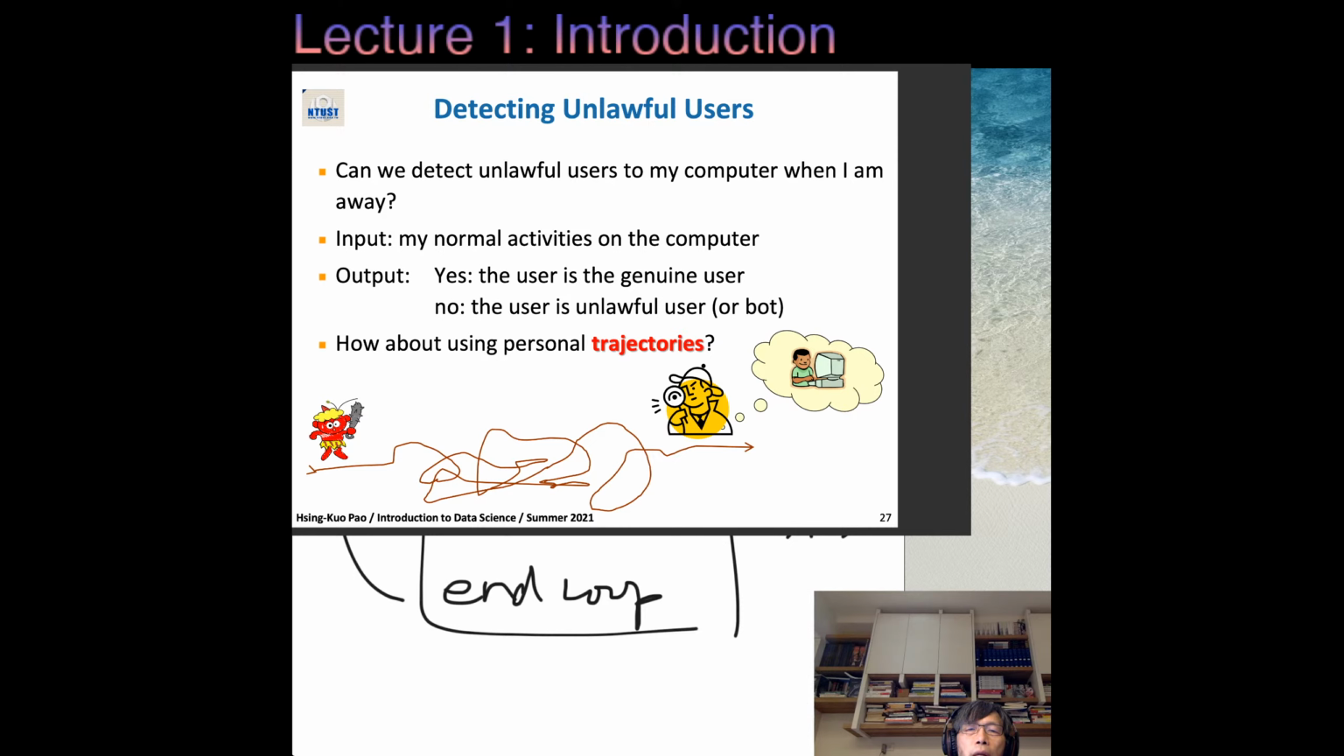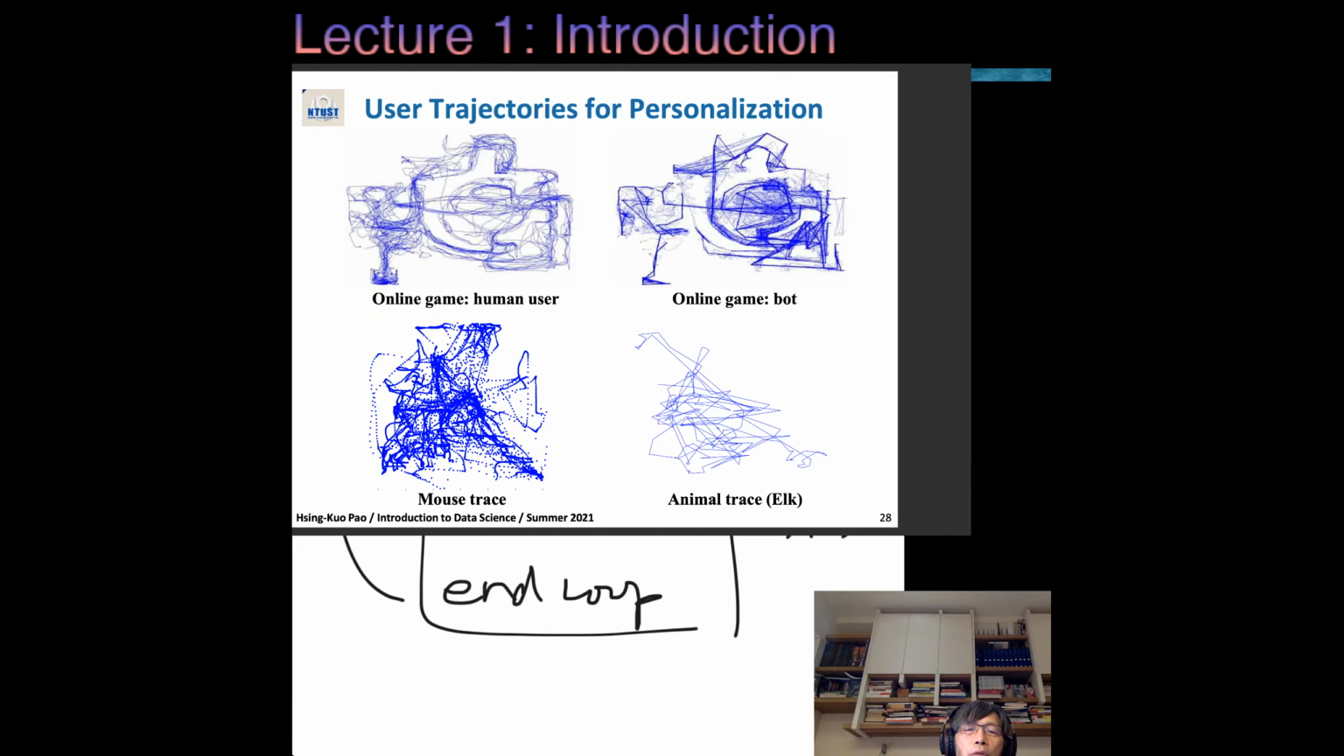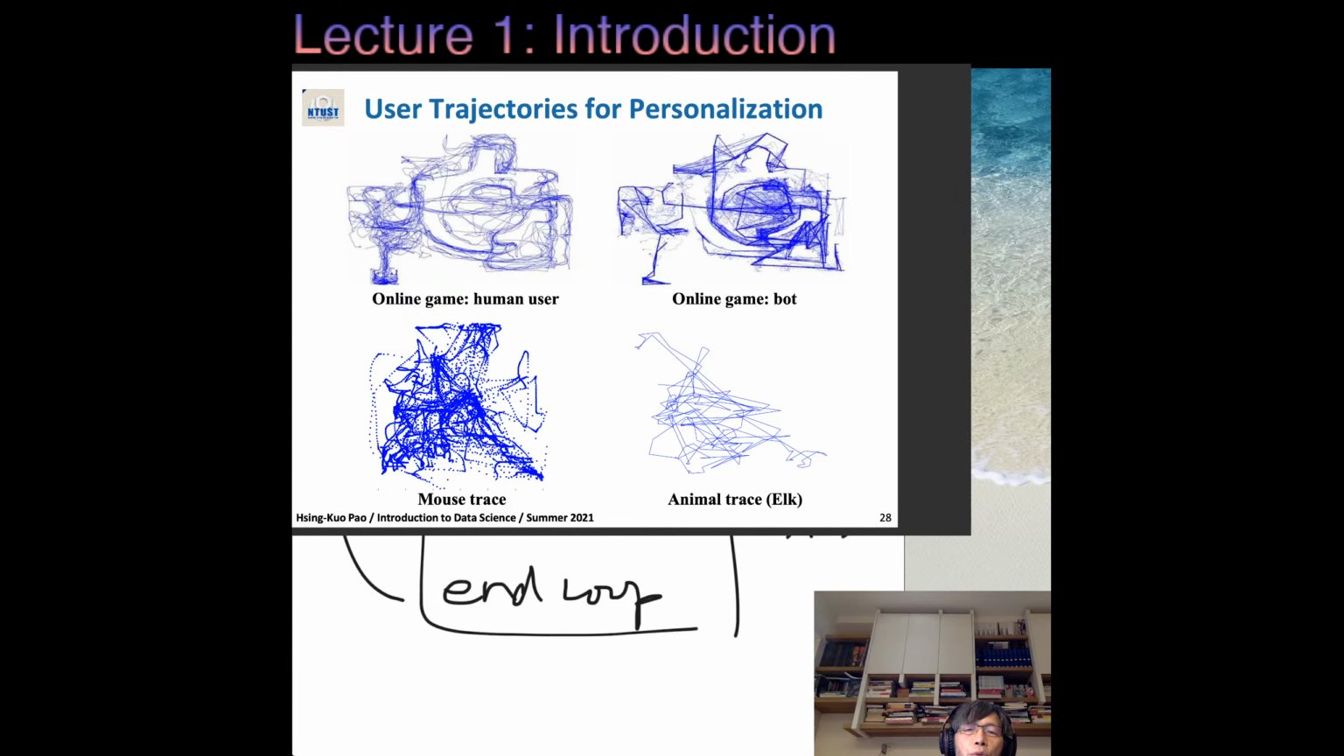So we want to detect that kind of unlawful user, and we analyze whether the trajectory belongs to a human user or a bot. We're going to see very different patterns. A human usually goes around different areas, from one place to another, along very different paths. The bot will always go like a motorcycle, straight from one place to another, very strict, following some kind of pre-decided rules.